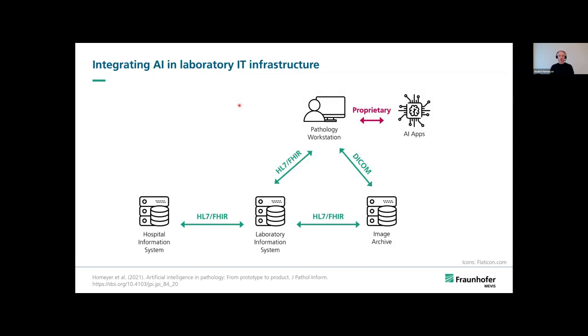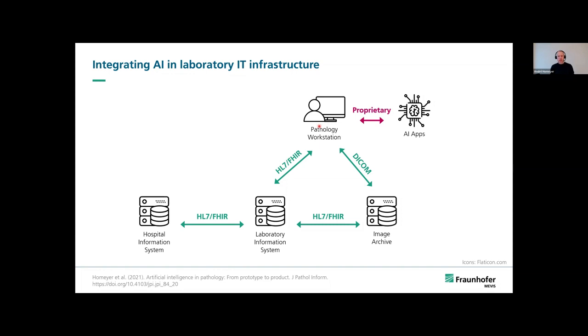To be usable in clinical practice, AI solutions must be integrated into the laboratory IT infrastructure. In pathology, the most important types of software are the image archive, which manages and provides access to slide images, the laboratory information system, which manages all information about the histological workflow, and the pathology workstation. This is the software that the pathologist interacts with most. The pathology workstation provides functionality for exploring and annotating slide images, for accessing patient information, and for submitting reports.